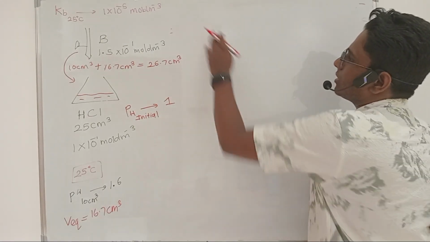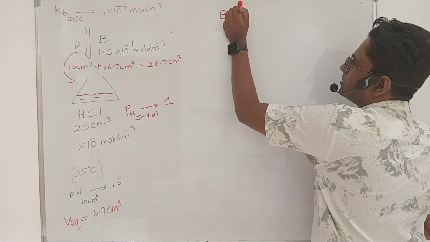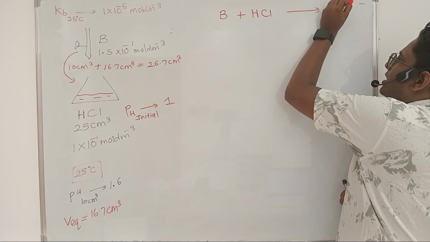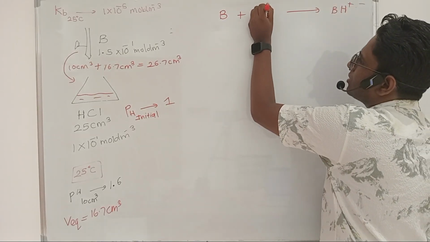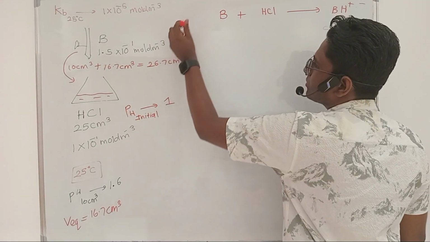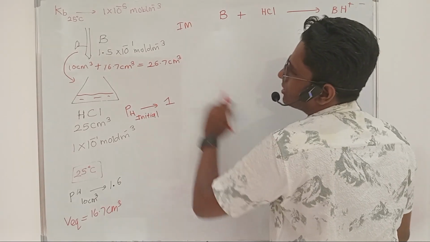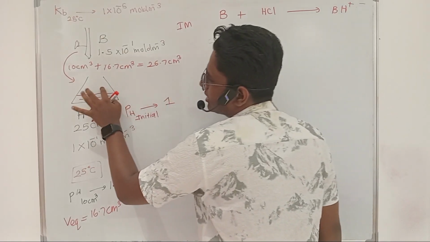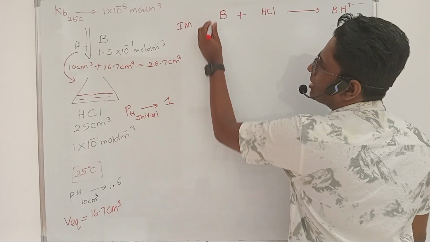Okay, now what is going to happen? B is going to react with HCl and produce BH plus, right? I'll ignore the chloride ions. Now what is the initial moles of B? I'll write it as IM, initial moles. Initial moles means after addition of 26.7 centimeter cube into the titration flask, what is the B that is present before the reaction?